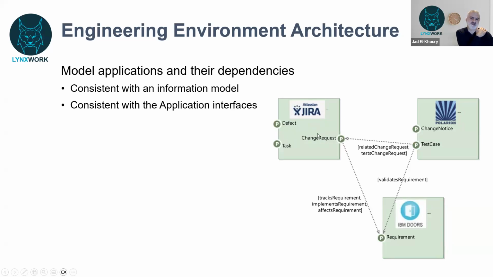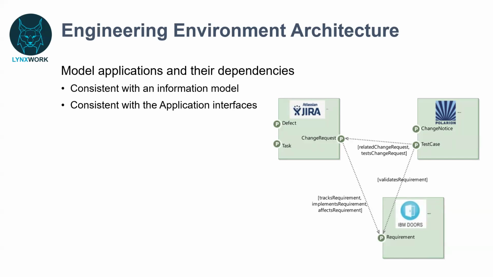Change request, defect, and task, they're owned by Jira. Change notice and test case, they're owned by Polarion. So you want to get this sort of overview of the architecture to find the dependencies between your applications. And this could be, of course, a much richer description of the architecture of your toolchain.